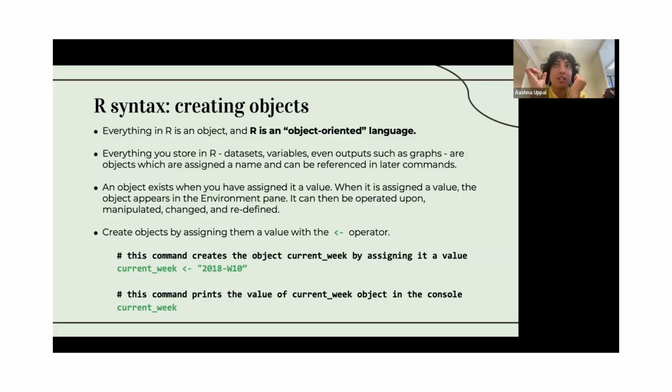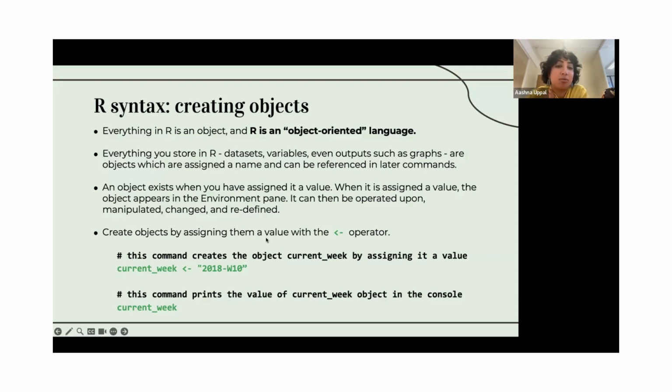And then the advantage of creating an object and storing it there is that now I can use it or perform different operations on it, change it, redefine it. So that way you don't have to create it every time. Now I've saved it as something and I can refer to it by its name now.